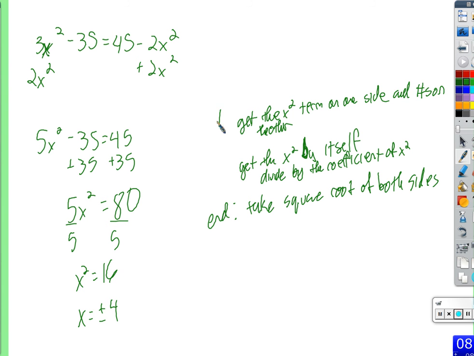So maybe this could be like a step 1. We get the x squared term on one side by itself, and the numbers on the other side. Step 2, a little sub-step, what we mean by that is divide by the coefficient. And at the last, which turns out to be step 3, we're going to take the square root of both sides. So if you have something that's squared, and you want to get that by itself, you can take the square root of that thing.